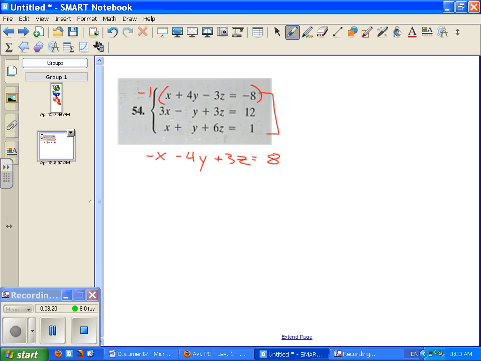Okay, so when I multiply this top one by -1, it just changes all the signs in the problem. This bottom one is going to stay the same. So if I add down, the x's cancel. I'm going to get -3y plus 9z equals 9. All those are divisible by 3, so I can go -y plus 3z equals 3, just to keep things a little smaller.